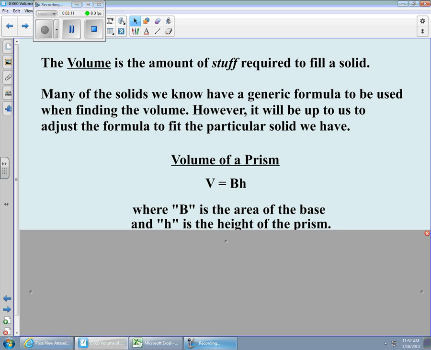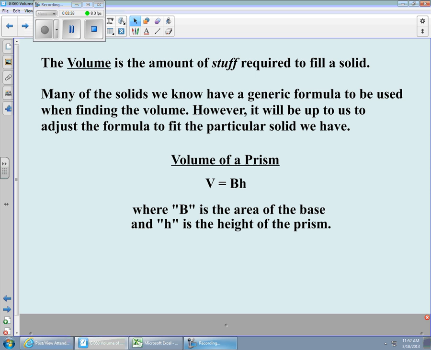Now, on these variables, big B, remember, anytime you see a capitalized letter inside of a formula, that particular value is typically referring to something about one of the bases. In this case, big B represents the area of the base. Little h represents the height of the prism.